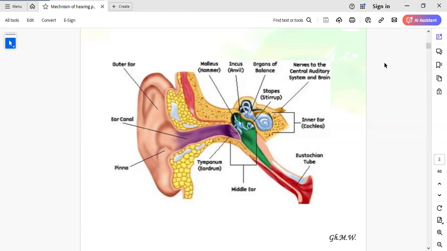بسم الله الرحمن الرحيم. احنا بدأنا المرة اللي فاتت anatomy of the ear. We started last time anatomy of the ear. We talk about external ear, middle ear, inner ear, and parts of each part of three parts of the ear.